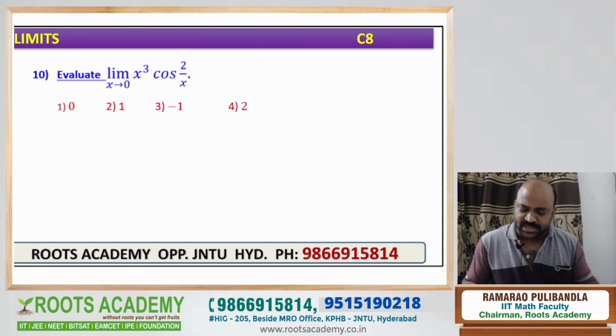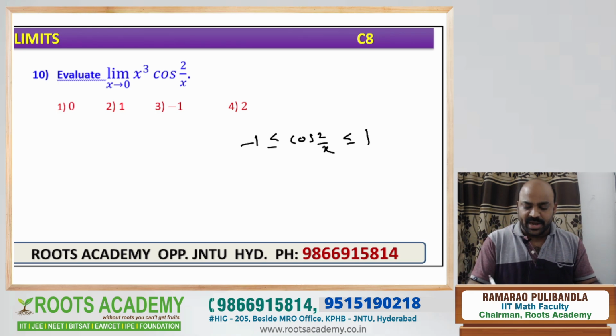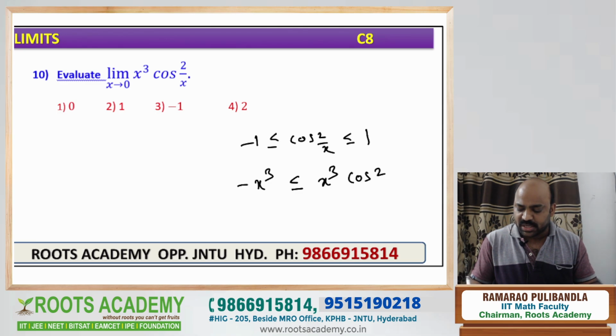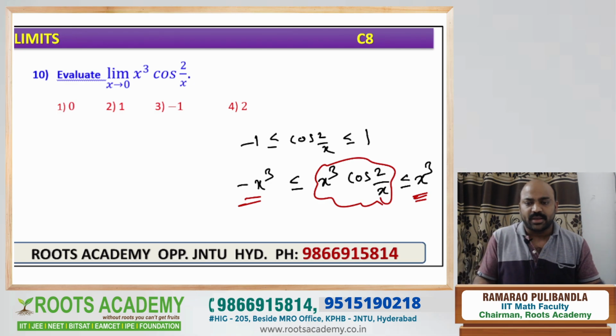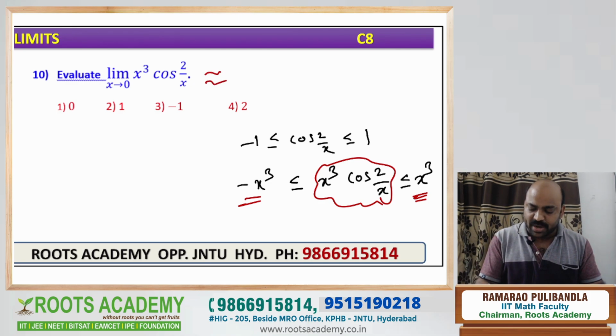Do you know the beauty in this is, we have to get first some inequality. Then we know cos 2 by x always lies between 1 and minus 1. Now I need the function x cube. Multiply both sides by x cube. Can you quickly give me the answer? My limiting value of this is nothing but the limiting value of this or this only. Therefore, this is approximately equal to limit x tends to 0, x cube, that is 0. How many of you got it?